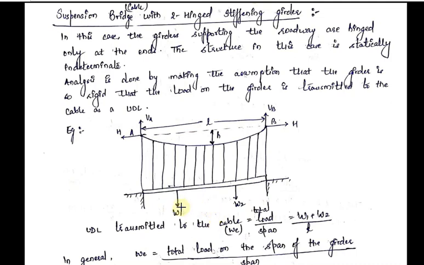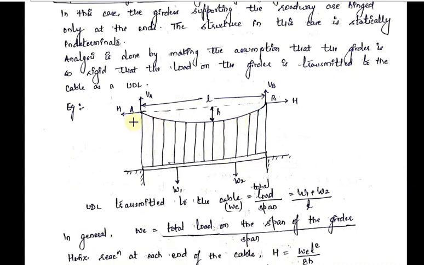So whether it is a point load or a UVL, whatever be the load acting on the two-hinged stiffening girder, the load which will be ultimately transferred to the cable will always be a UDL. So this is the assumption which we make for the analysis of two-hinged stiffening girders. Let's see this diagram. And this is your suspension cable.